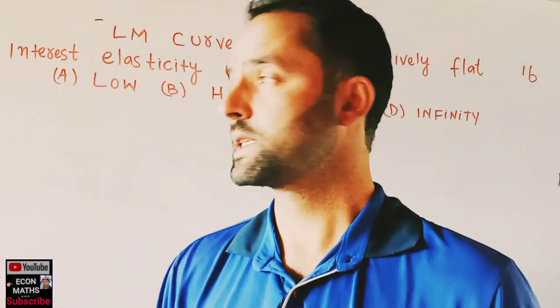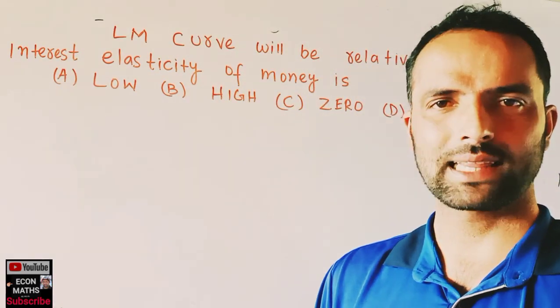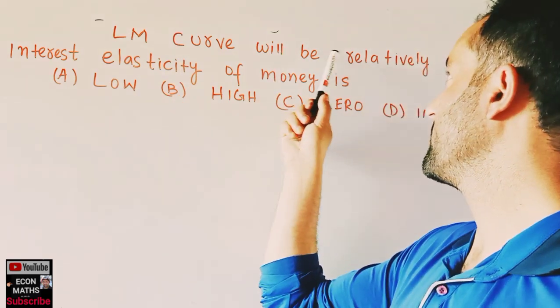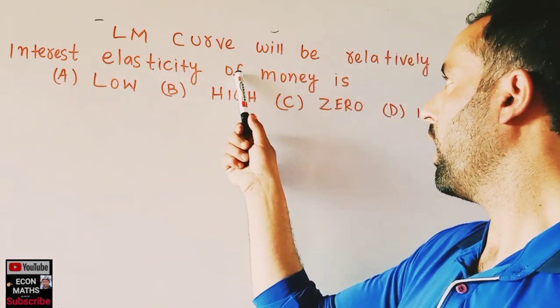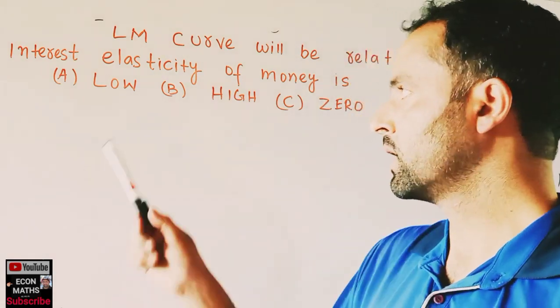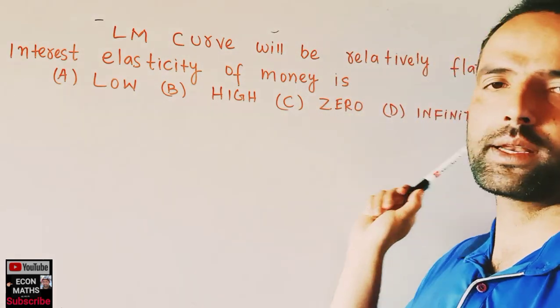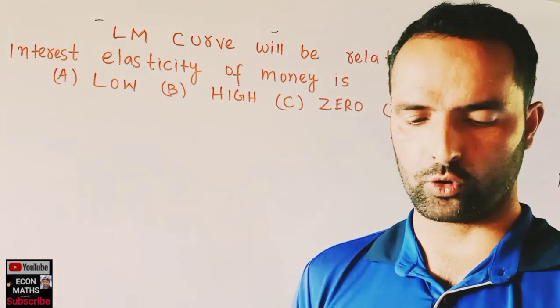In this video, we will solve a problem on the IS-LM model. The question is, the LM curve will be relatively flat if the interest elasticity of money is: the options given to us are low, high, zero, or infinity. We need to check out the correct option.